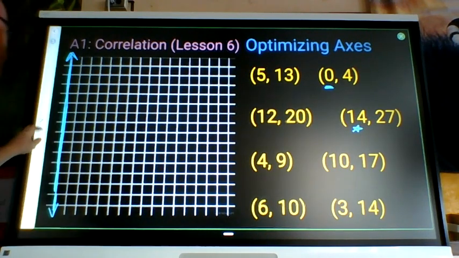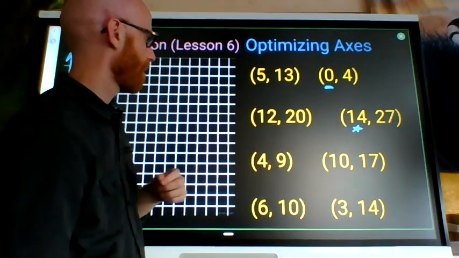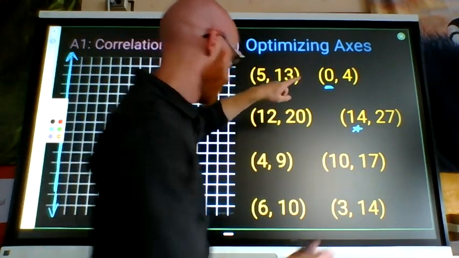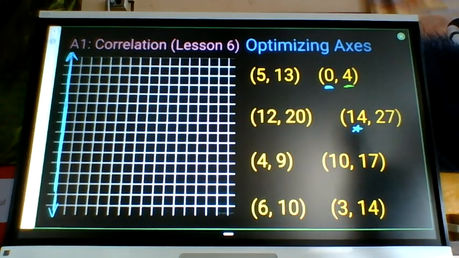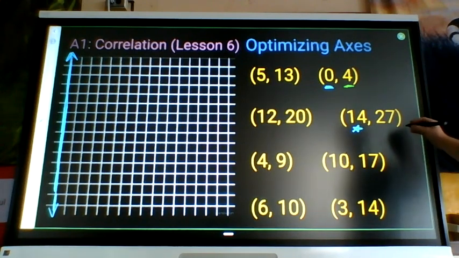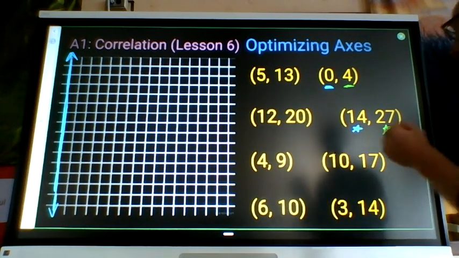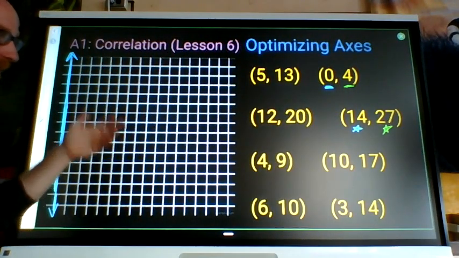Ask the same question for y. What's my smallest y value? 4 looks like it's the smallest. And then my largest y value is going to be 27. So I need to go from 4 to 27. That's 23 spaces. If I remember correctly, I only had about 17, so I'm going to count by twos.